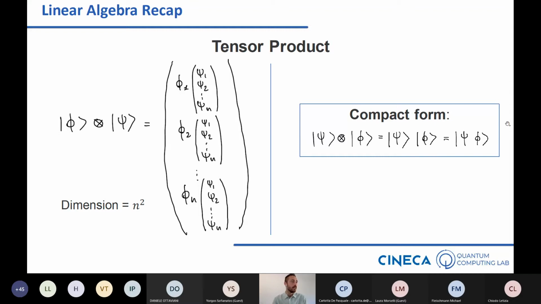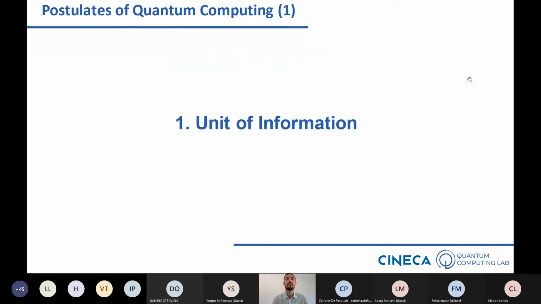Okay, are you with me so far? Can you write something in the chat? Is it okay so far? So I think this is linear algebra. Most of you have a scientific background, so it's going to be quite okay.